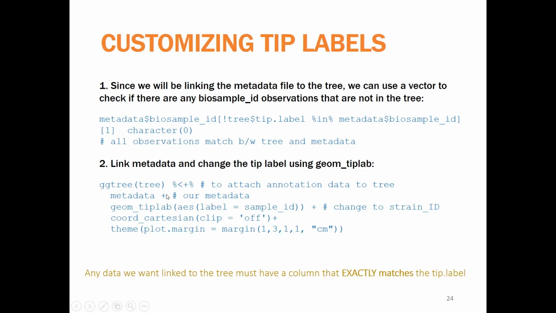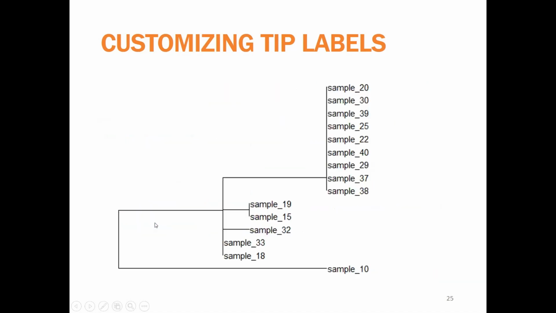And then we're going to have the plus symbol and we're going to do geom_tiplab. But this time we're going to add the aesthetic and label as sample ID. The default was biosample ID. And then the same coord_cartesian and theme. So when we run that, now we should have the samples.